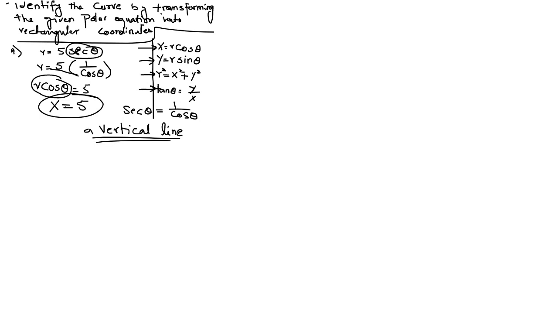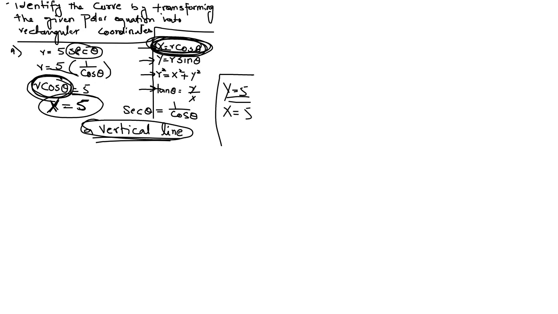Now I go to the second one. Just the last part: r cosine of theta is equal to x, so I replace r cosine of theta with x. So x is equal to 5, which means this is the equation of a line, a vertical line. Horizontal and vertical lines are simple. For example, y is equal to 5 is a horizontal line, and x is equal to 5 means a vertical line.